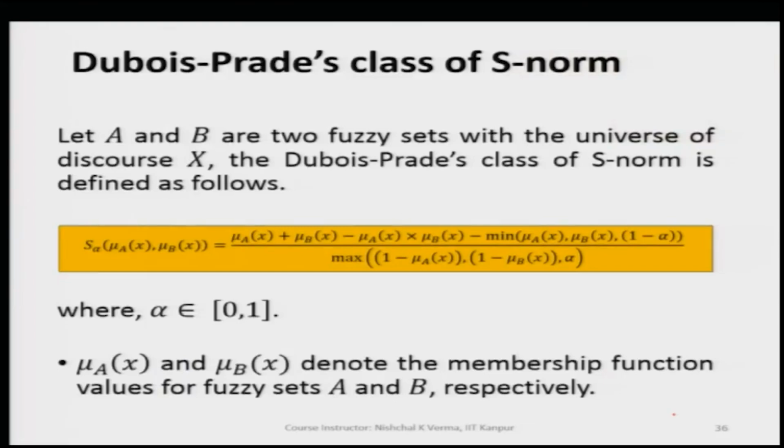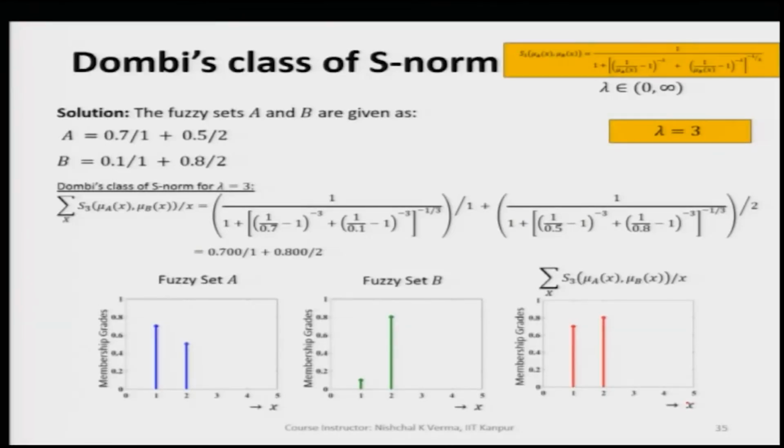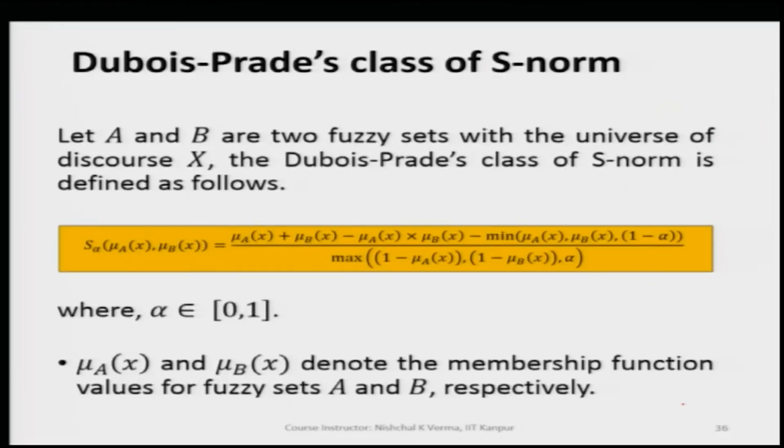Now, let us discuss the Dubois-Prade class of S norm. So, here we have S alpha, and this Dubois-Prade class of S norm is represented by S alpha, on the same lines as we have discussed in the previous class where we took the Yager's class of S norm. So, here we use S alpha.